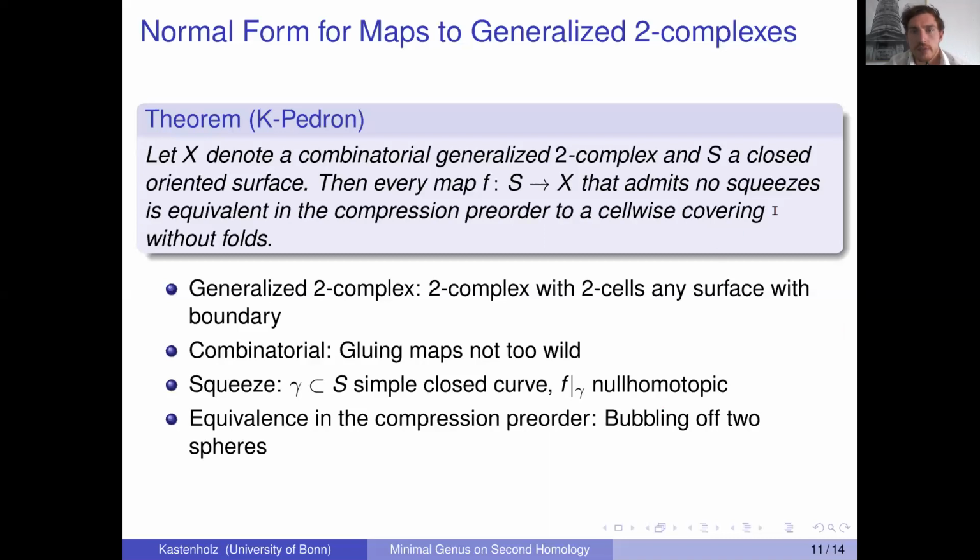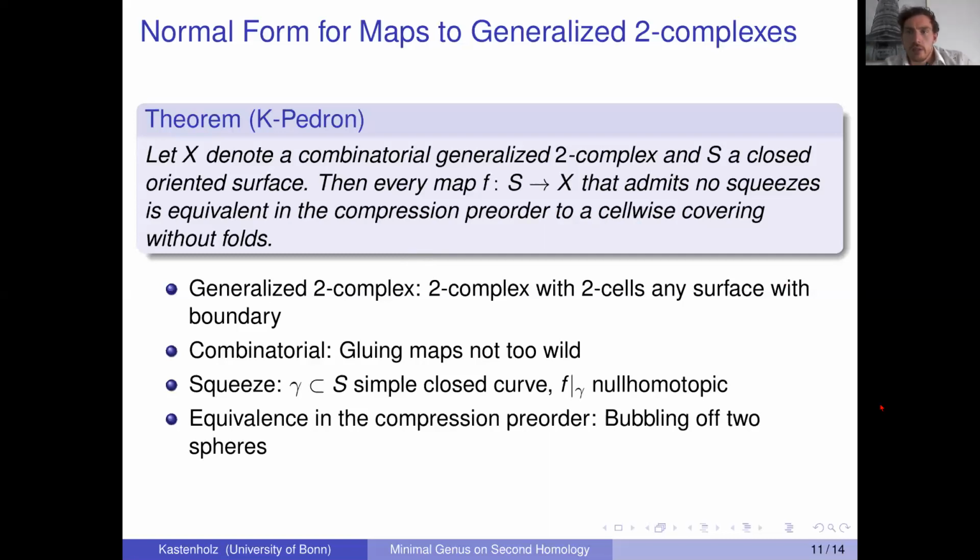And then such a map is homotopic up to bubbling to a cellwise covering without folds, where cellwise covering without folds really just means that it is a cellwise covering, and without folds means that there are no foldings at the one cells. So I can just go into a one cell and then go back the same way. And this should be seen in parallel to how we had branch coverings before. So let me just say two more things.